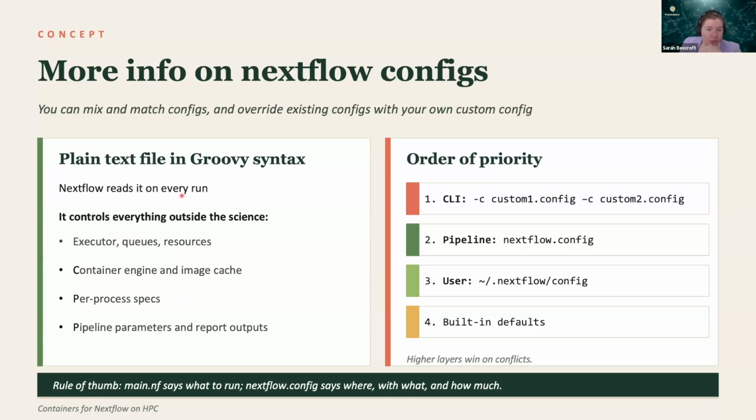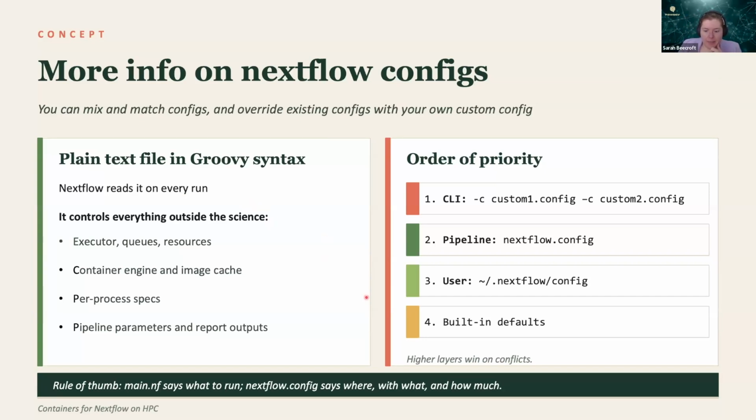So the config is written in Groovy syntax, and Nextflow will read it on every run. So it controls, I feel like I'm repeating myself a bit here, the executor, the queues, the resources, which container engine do you want to use, Singularity, Docker, or whatever, where all of your CIF files are being downloaded if you're using those, per process specifications, and the parameter inputs.